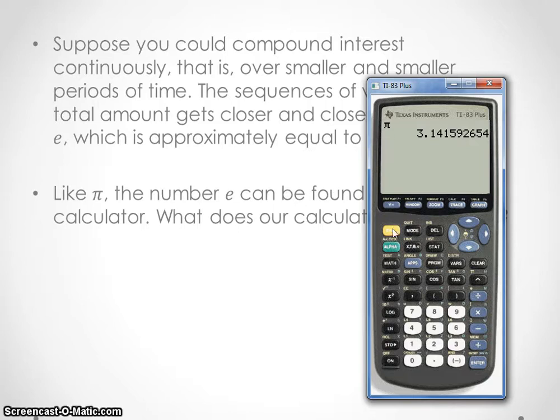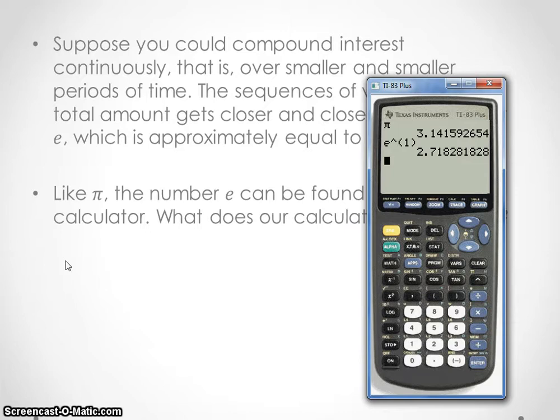Now E, though, you're going to have to hit your second key again, and then if you go straight down to this ln key, it says e to the x power right above it. You're going to see what ln stands for. Don't call it ln. It's actually natural log, which we'll learn about in a moment. But e, you always take it to a power. So if you just want regular e, you're going to have to take it to the first power. So you put in a 1, close your parentheses, and you have e to the first power, which is your regular e.